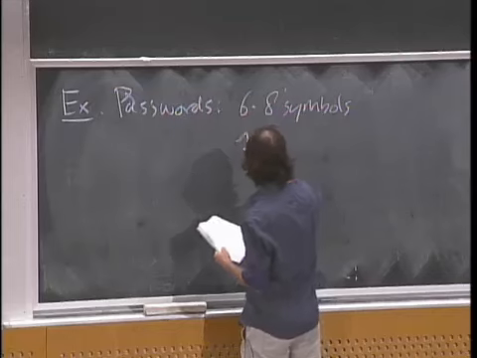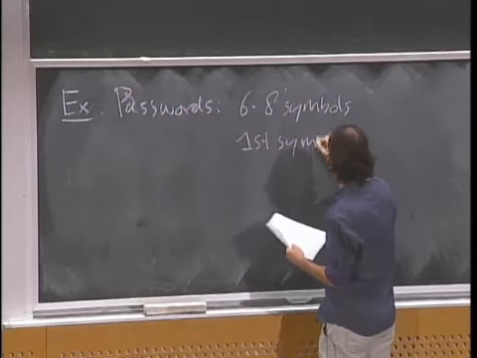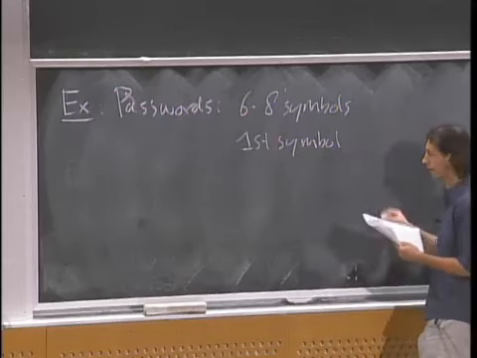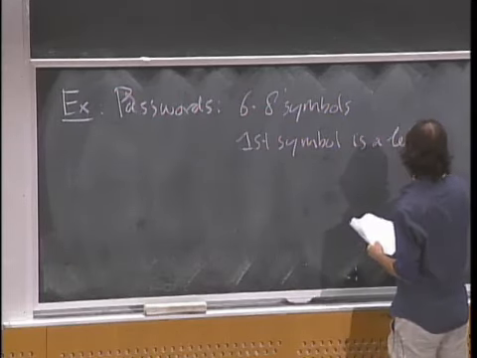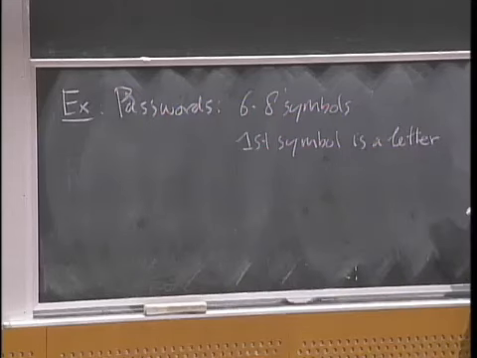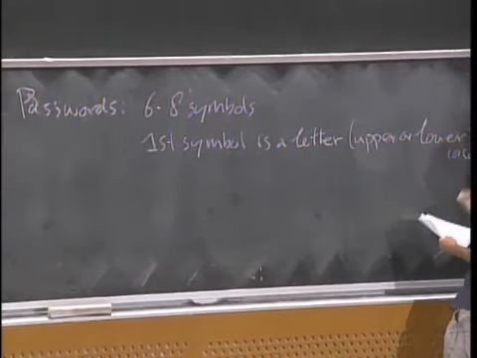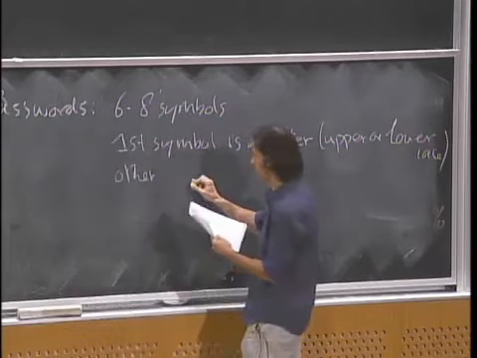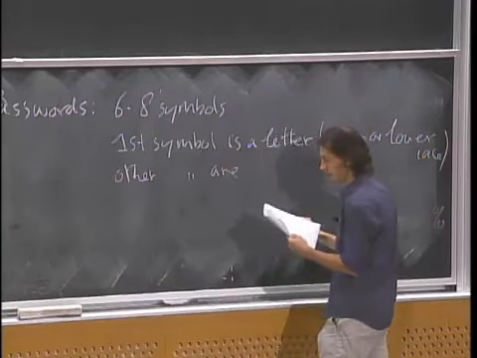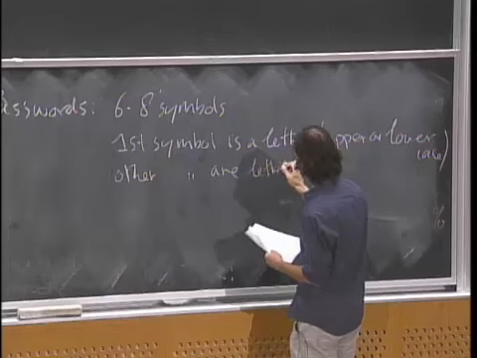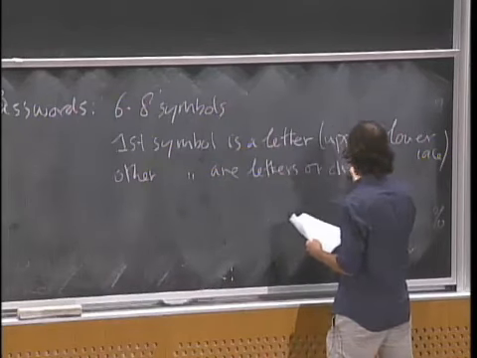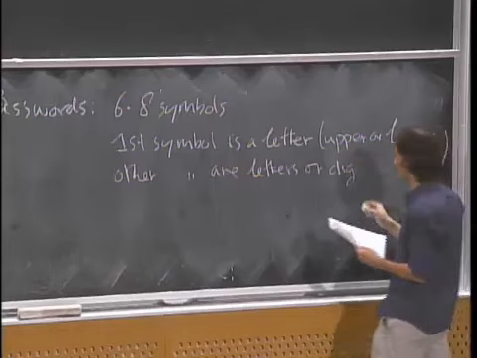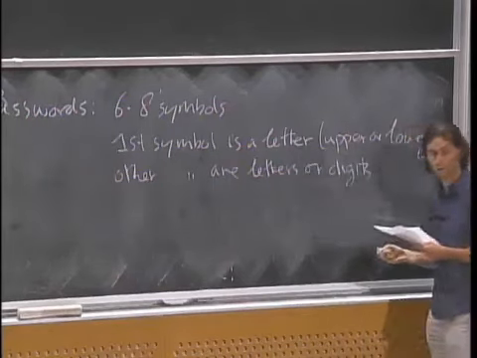We have that the very first symbol must be special in the sense that it is a letter. And this can be an upper or lowercase. And say that the other symbols are actually letters or digits. So let's count the total number of possible passwords. We're going to use the sum rule.